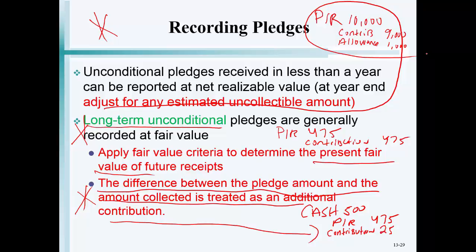Do you want to record the sale? Sale is going to be what? Accounts receivable, 10,000, and what? Revenue, sales, whatever, 10,000. Right? So we didn't do the same thing.